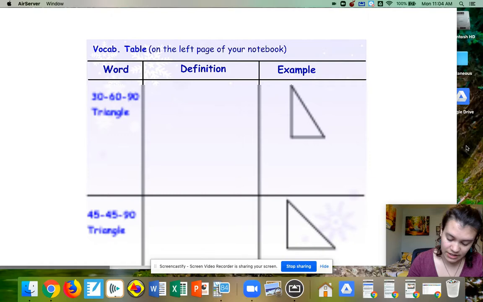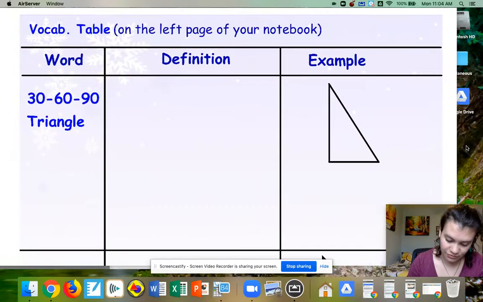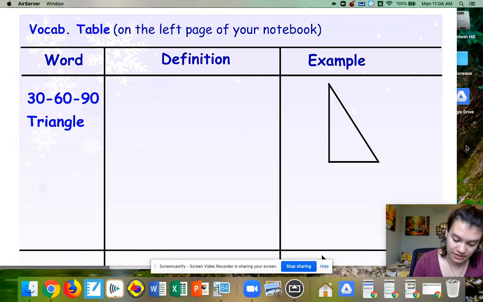And go down, and these next two are review, but you may have forgotten them. So a 30, 60, 90 triangle means on your triangle you have a 90-degree angle, a 30-degree angle, and a 60-degree angle. Across from the 30-degree, always, always, always is going to be your short leg. Across from the 60 is going to be your long leg. And across from the 90 is going to be your hypotenuse.